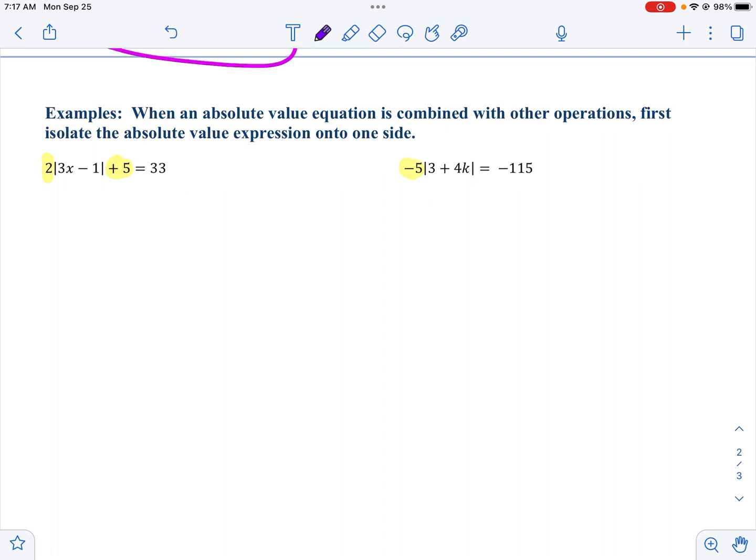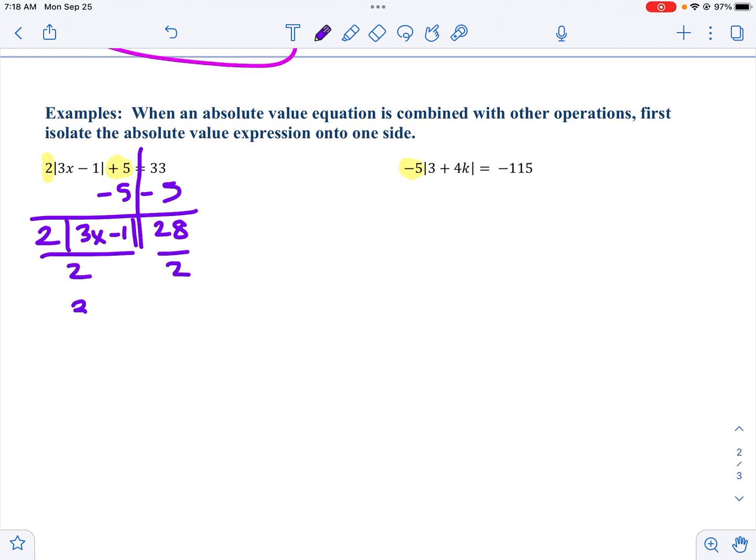So we're going to solve this like a traditional algebra problem to get the absolute value symbol alone. And I'm going to change color because I want you to realize that that is not the same as what we were doing before. So we have -5. Oh, so that would be what, 28? And we still have 2 times the quantity absolute value of 3x minus 1. So now we're going to divide both sides by 2. Now we have the absolute value of 3x minus 1 is equal to 14.